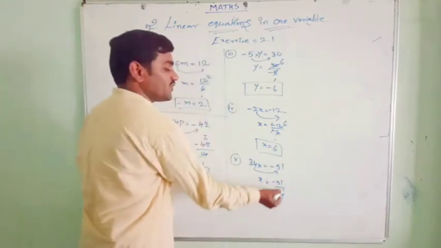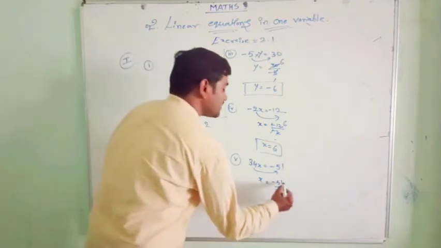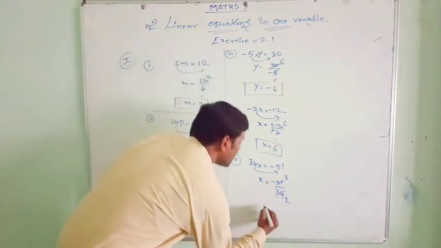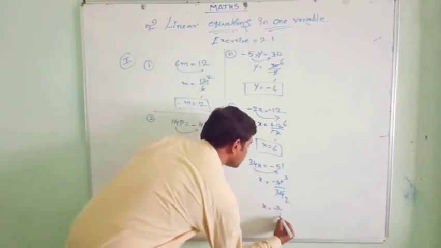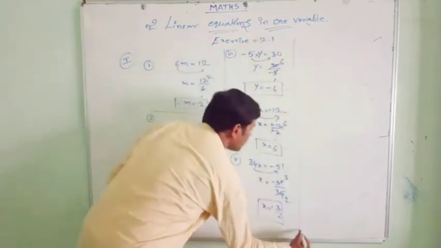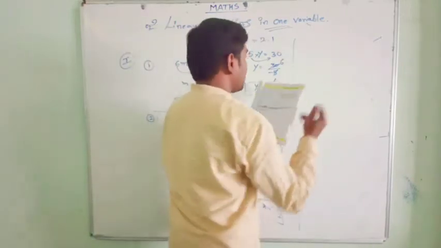So both 51 and 34 we can cancel in the 17 table. 17 threes are 51, 17 twos are 34. So x equal to minus 3 by 2. Now we go for the other solution. There is a sixth one.